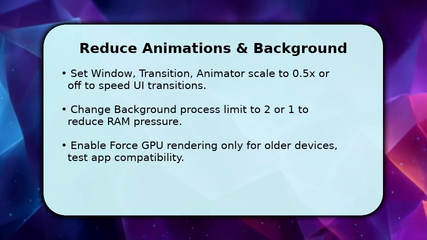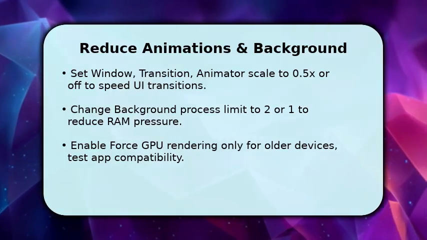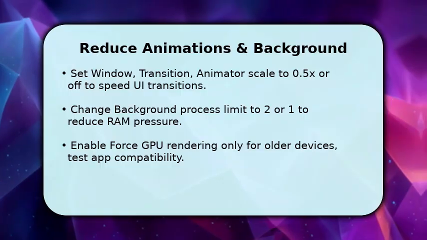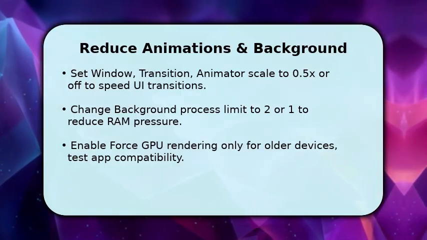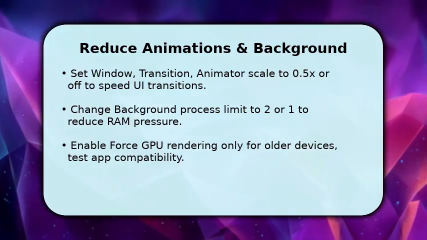You now change the core performance toggles. Set window animation scale, transition animation scale, and animator duration scale to 0.5x or off to make the UI feel snappier. Shorter animations equal faster perceived response.